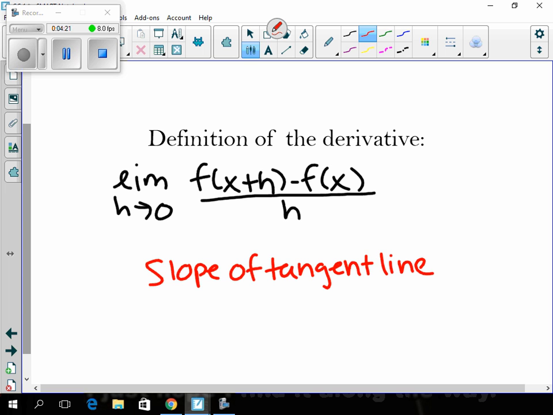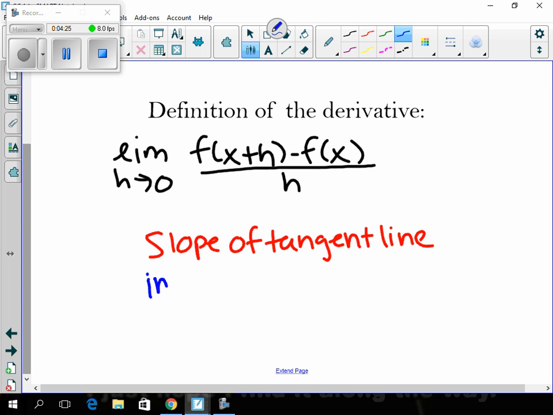Another word you might hear being used for this is the instantaneous rate of change.